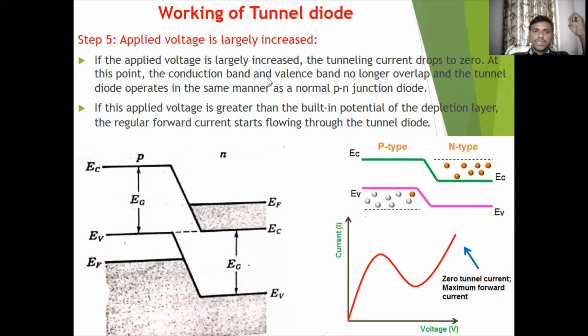At this point, the conduction band and valence band no longer overlap. The tunnel diode then operates in the same manner as a normal p-n junction diode. So this is how we have the characteristics of this tunnel diode. This is how you have to explain it in the final exam if they ask the question: explain the concept of tunnel diode operation by using a band diagram.